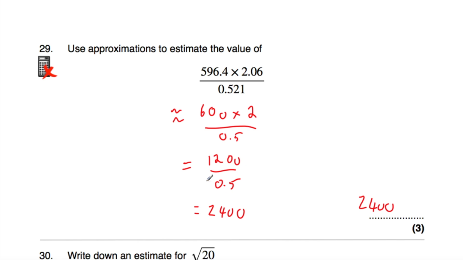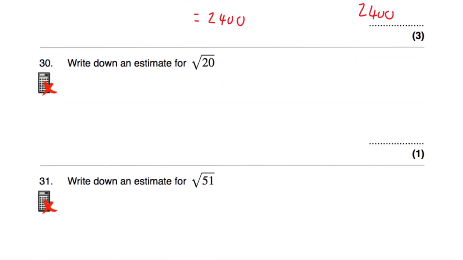Now you could, if you wanted to, multiply both of these numbers by 10 to get 12,000 divided by 5, and then do the Bus-Shelter method, and again you would get 2,400. And that's it. Let's have a look at our next question, question number 30.